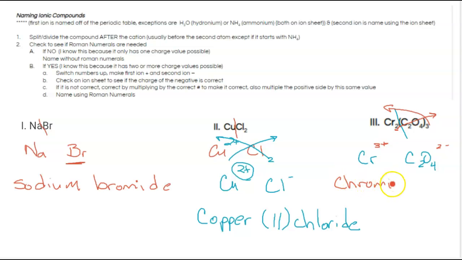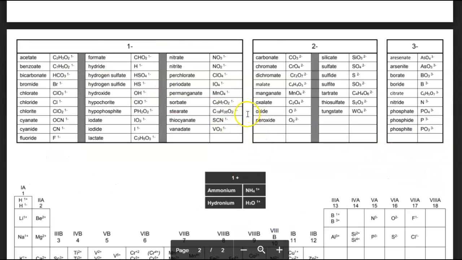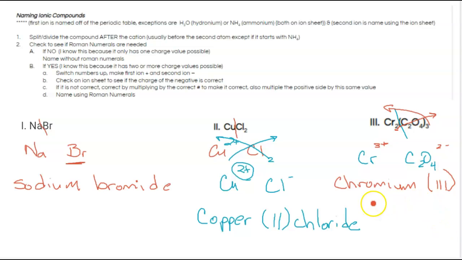as chromium. I use the Roman numeral for 3, which is 3 I's. Put that in parentheses, chromium 3, and then C2O4, when we looked on our periodic table, its name was oxalate. So then I just write that in. So chromium 3, oxalate. And I'm finished writing the names for those 3 compounds.